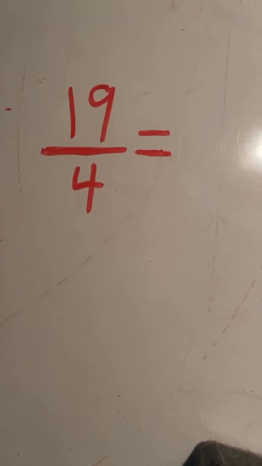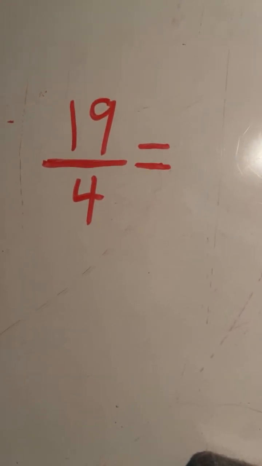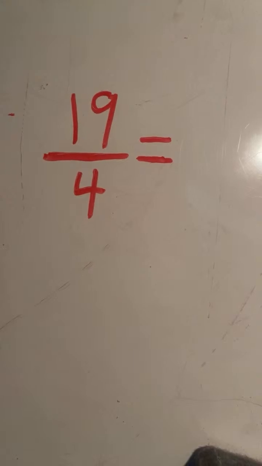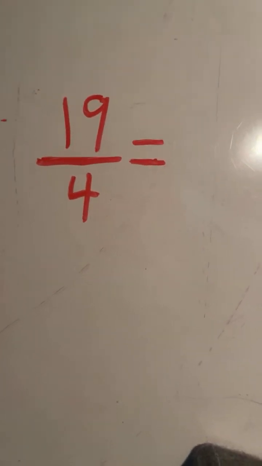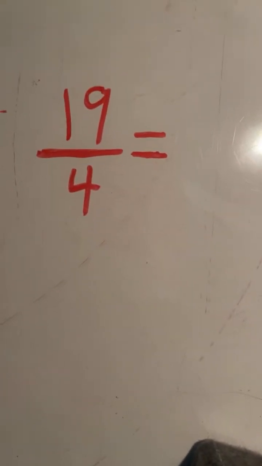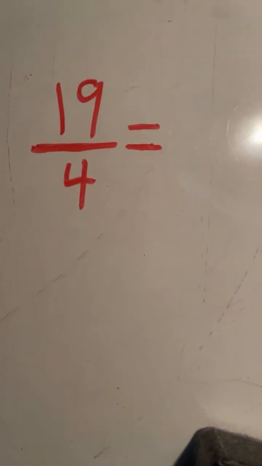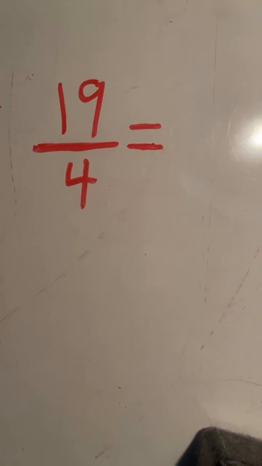So this video is going to focus on converting improper fractions to mixed numbers. Our model improper fraction to start is 19/4, and I'm going to go through step by step how to convert that improper fraction to a mixed number.